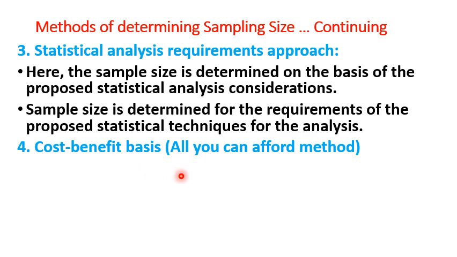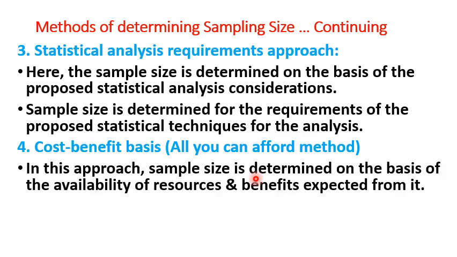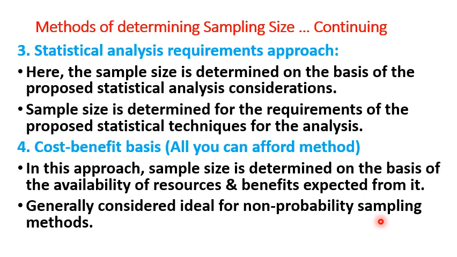Then cost benefit analysis, the all-you-can-afford method. In this approach, sample size is determined on the basis of the availability of resources and benefits expected from it. Generally considered ideal for non-probability sampling methods. So here the sample size is determined on the basis of the availability of time, money and the benefits expected from it.